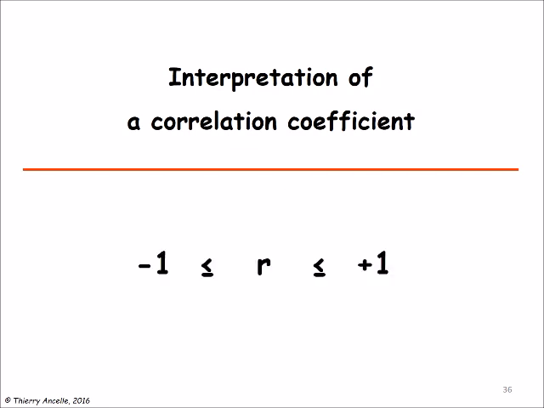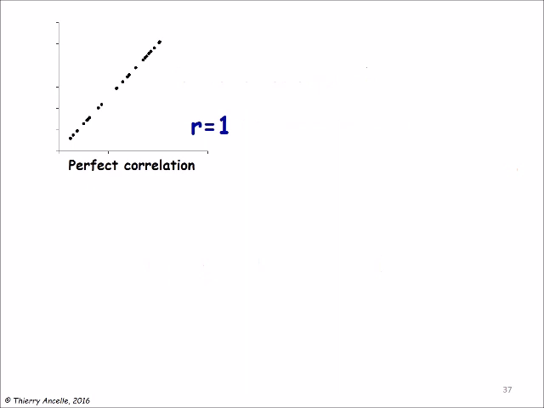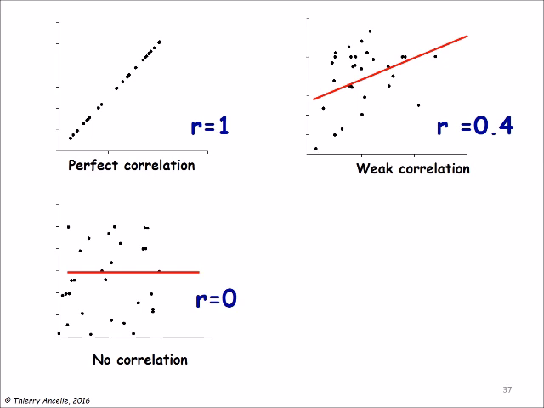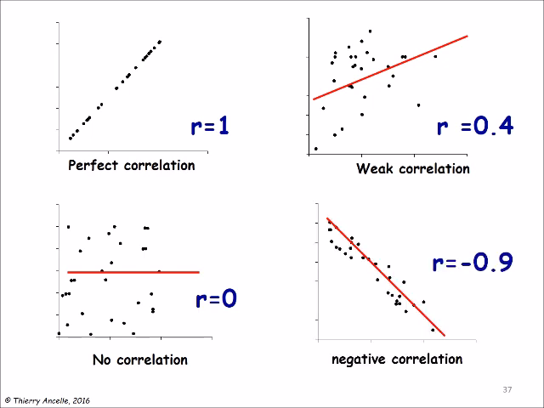First of all, the values of the correlation coefficient range between -1 and +1. A correlation coefficient equal to 1 would show a perfect correlation where all the points would be aligned. On the top right, a coefficient equal to 0.4, for example, indicates a weak but real correlation. In the bottom left example, the correlation coefficient is equal to 0. The slope of the least squares line is horizontal. There is no correlation between the values x and y. At last, a value of minus 0.9, close to minus 1, shows a strong but negative correlation.